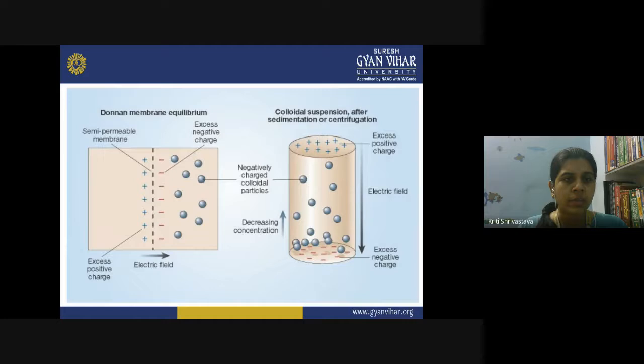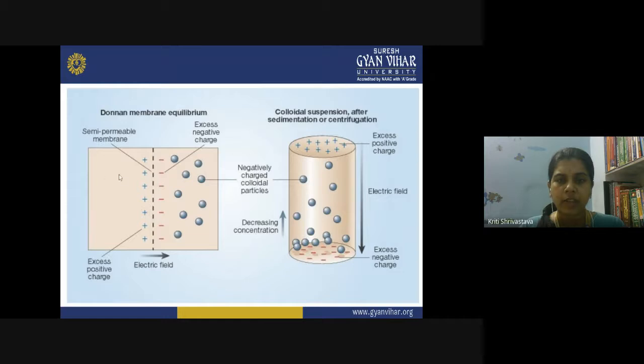So, the Donnan membrane equilibrium, how it is set up, you can see here: this is the semi-permeable membrane, and an electric field is applied. Now, due to the presence of negatively charged colloidal particles, excess negative charge is present here, and this is my semi-permeable membrane, and this is the excess of positive charge. So, when you apply an electric field, what will happen? Under the influence of the electric field, the colloidal suspension settles after the sedimentation or centrifugation. So here the Donnan membrane equilibrium finds its application. On this part of the container, we have excess positive charge, and you can correlate these two diagrams.